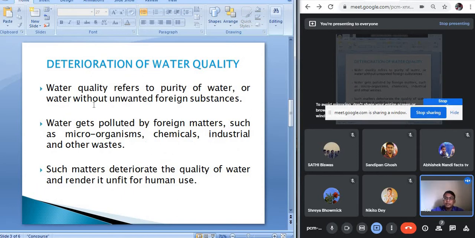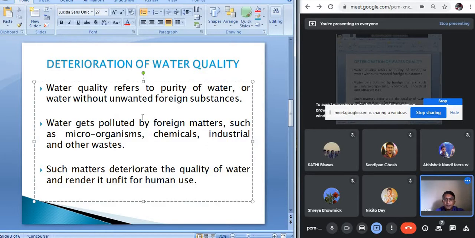Water quality refers to the purity of water, or water without unwanted foreign substances. Fresh water is considered to be the pure form of water, which can be consumed by human beings. This fresh water is getting polluted. When unwanted foreign substances get mixed up with the water, the purity of the water gets hampered, that is, the quality of the water gets deteriorated.